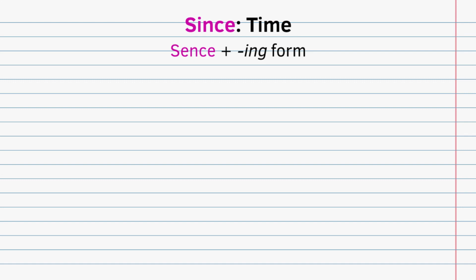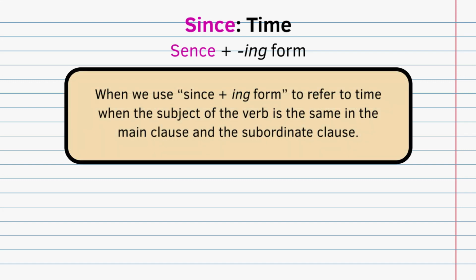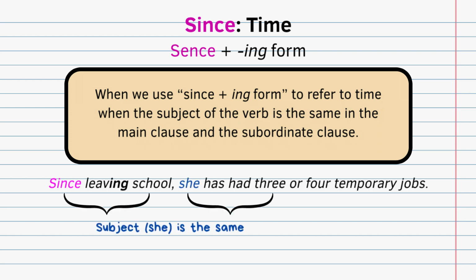Since plus ing form. We use since plus ing form to refer to time when the subject of the verb is the same in the main clause and the subordinate clause. Since leaving school, she has had 3 or 4 temporary jobs. You can see that the subject, she, is the same. Since she left school, she has had 3 or 4 temporary jobs.